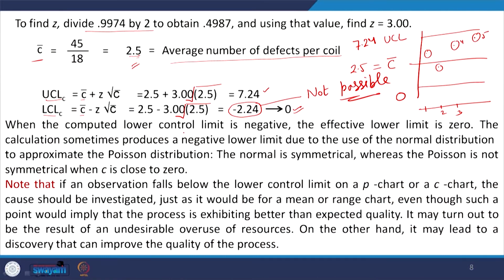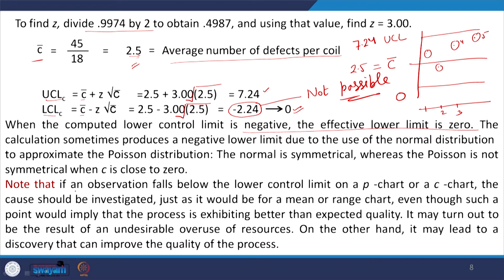This again has the same interpretation: if you are crossing the UCL or going below the LCL, that is undesirable. You need to have your points within the upper control limit and lower control limit. If it is between the UCL and LCL, that means your process is under control, and you are not producing too many defective pieces.